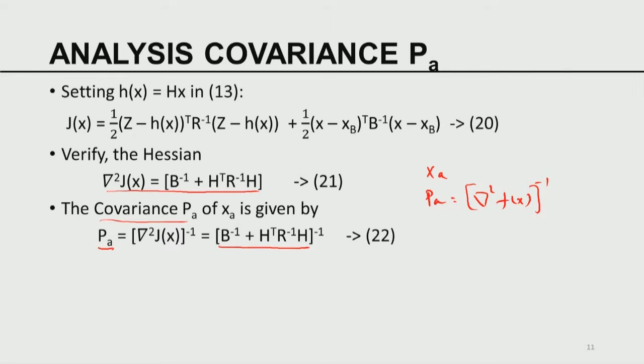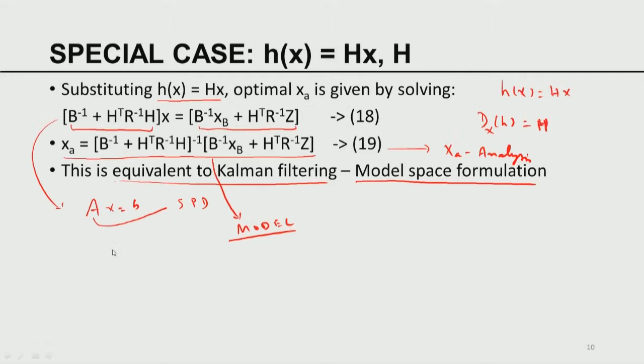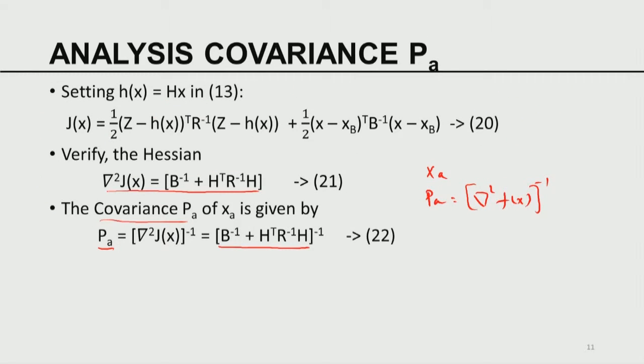So this is PA, analysis covariance. I have analysis XA from the previous slide given by equation 19. The analysis covariance is given by 12. Why am I interested in analysis covariance? Because we have been talking about statistical methods. In statistical methods, mean alone will not cut it. I need to be able to provide information about the underlying variability as well.